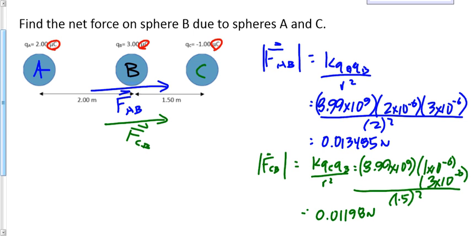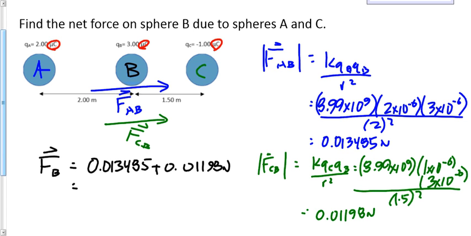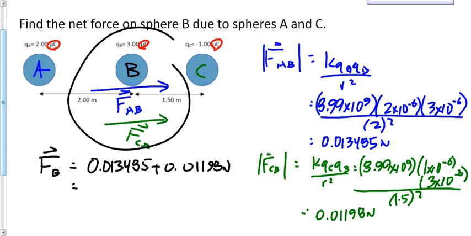So I'm going to say the net force acting on B is going to be 0.013485 plus 0.01198. And I'm not going to get that mixed up. I'm going to make it positive for sure because I'm looking back to this to determine the direction, not the sign that I get when I sub in charges. This works out, by the way, to be 2.55 times 10 to the negative 2 newtons.